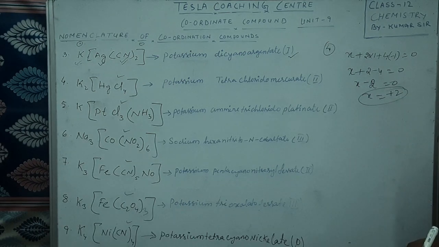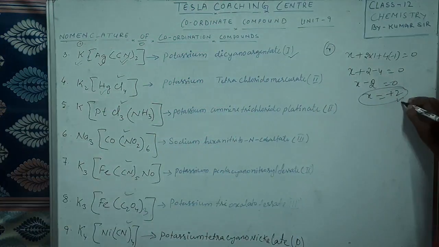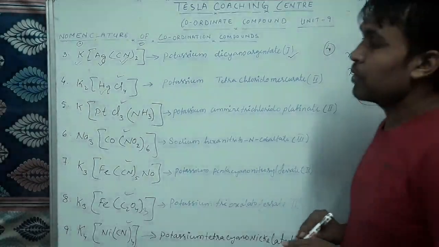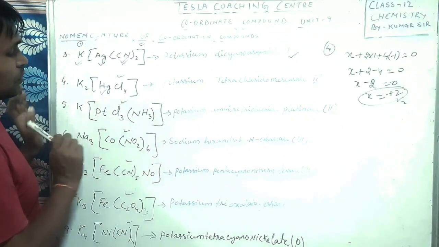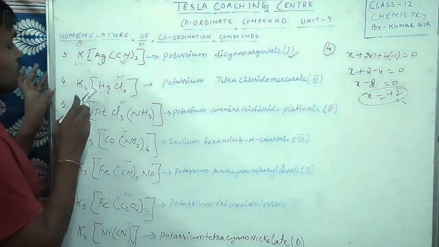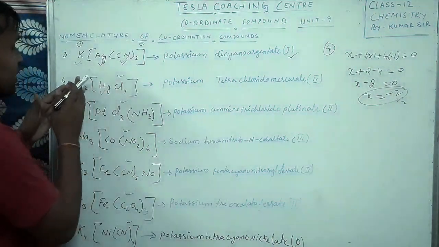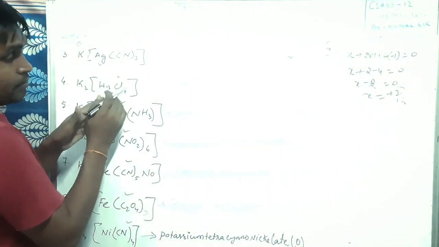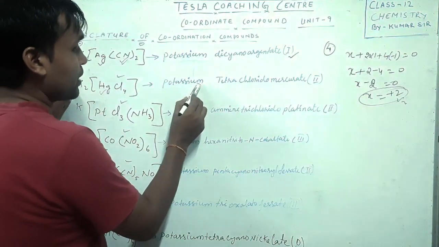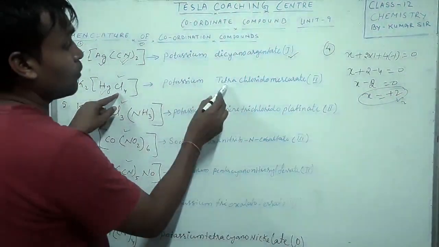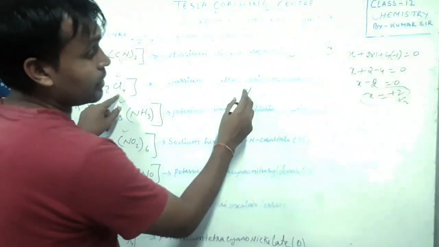So the oxidation number of Hg is how much? +2. Okay, fine, we got it. Now we'll start the naming. Always remember, the positive part should be named first, and here K is positive and the whole bracket inside is negative. So K, what will we write? Potassium. And how many chlorine are there? 4. So tetrachlorido.